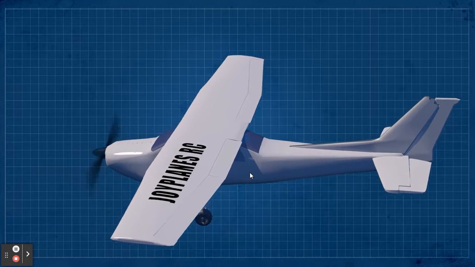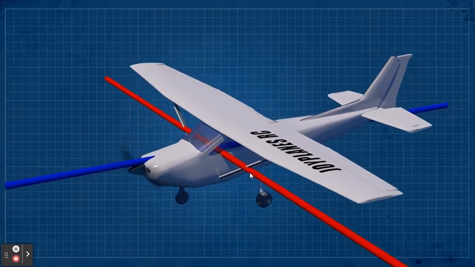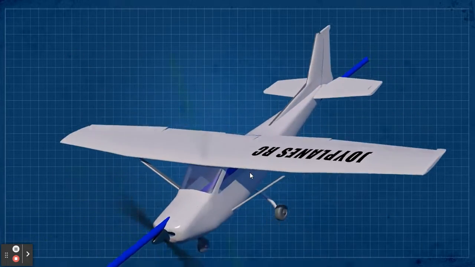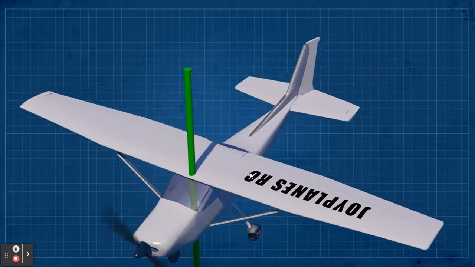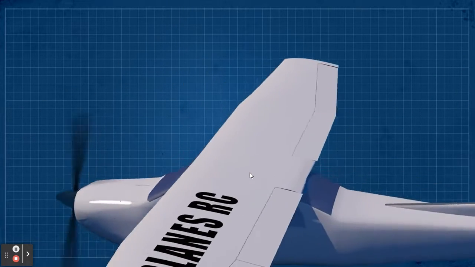Note that these axes converge at a specific point, and this is the point of the aircraft we call the center of gravity. It is the point where the aircraft is in balance. There is also the aerodynamic center point, but we can talk about that in another video.